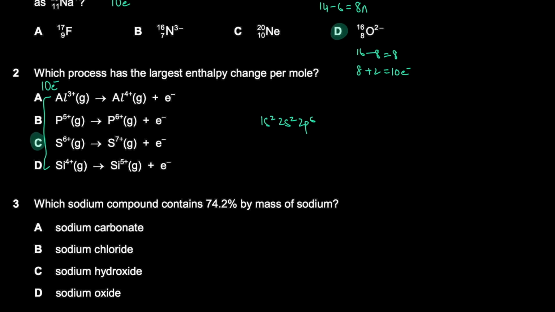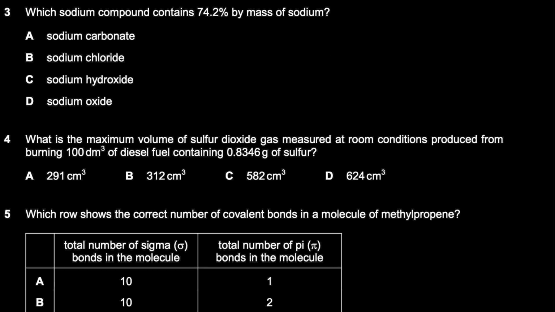Question number 3 says, which sodium compound contains 74.2% by mass of sodium? Start with sodium carbonate. Sodium carbonate is Na2CO3. We have 2 sodiums here, so that would be 2 times 23, that's 46, divided by the total Mr, which is 46 for the 2 sodiums, plus carbonate, which is 60: 12 plus 3 times 16, that's 48. 60 plus 46 is 106. If we multiply this by 100, we get the percentage by mass of sodium. In this case, that doesn't come out to 74, so we can move on.